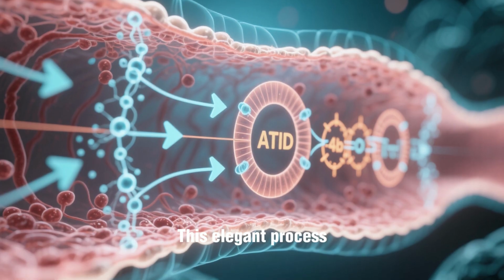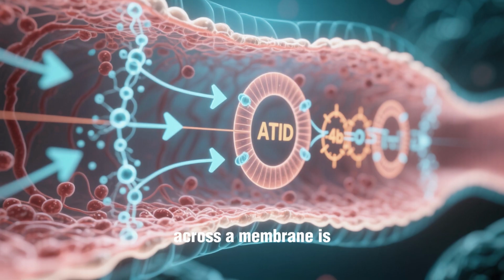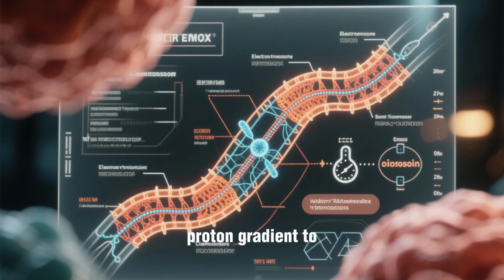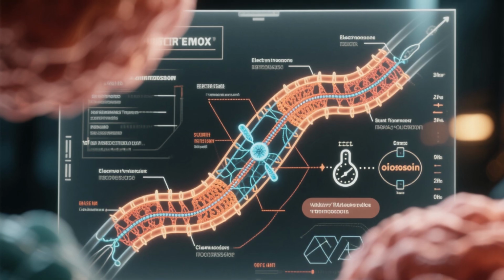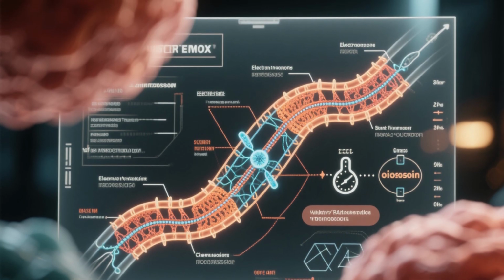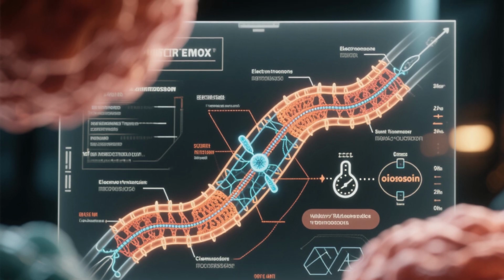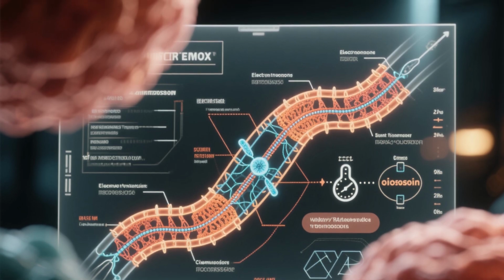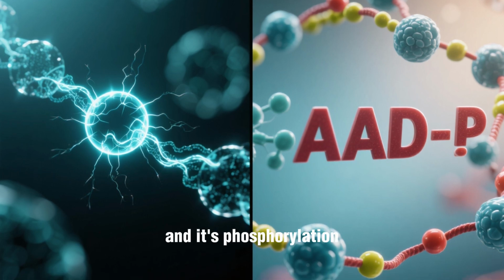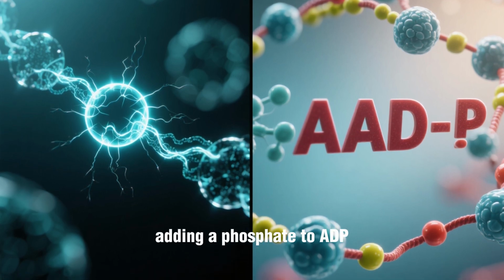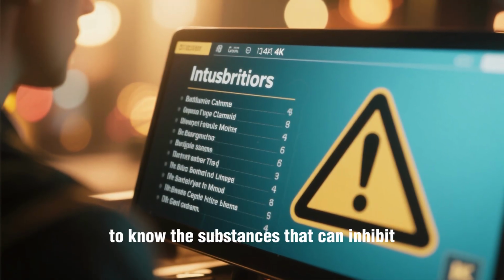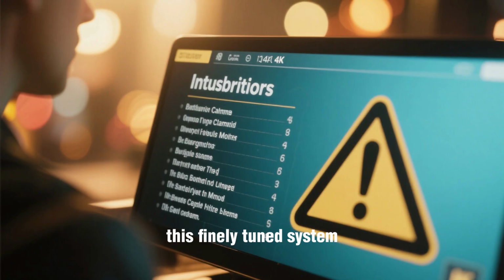This elegant process, where the movement of ions across a membrane is coupled to ATP synthesis, is called chemiosmosis. It's oxidative because it involves the transfer of electrons, and it's phosphorylation because we're adding a phosphate to ADP. For your exams and clinical understanding, it's absolutely vital to know the substances that can inhibit this finely tuned system.